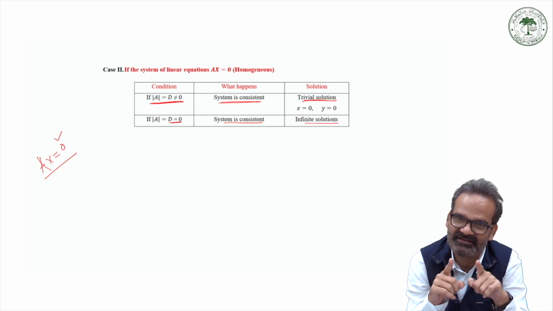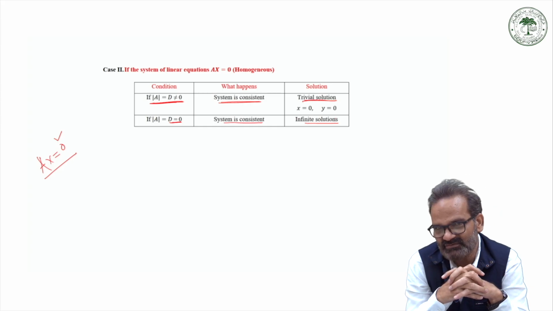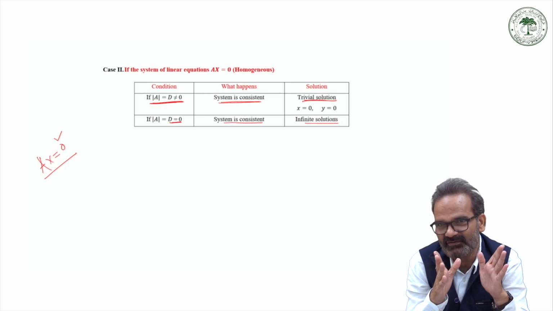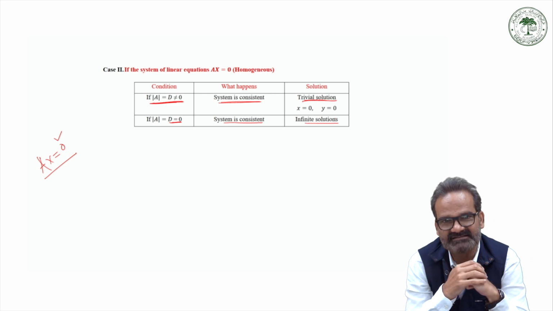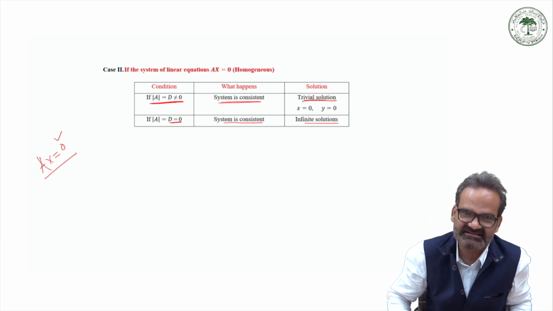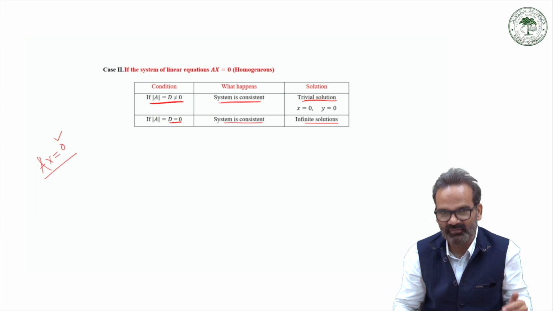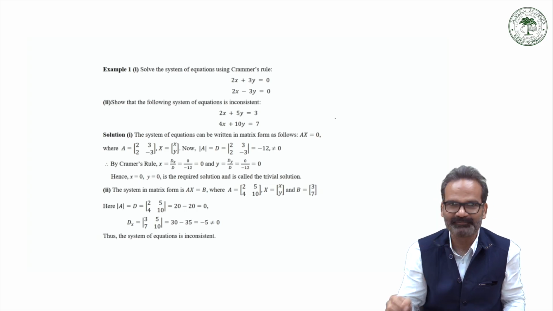Either it will have a trivial solution or it will have infinitely many solutions. But a non-homogeneous system of equations may be consistent as well as inconsistent, right? Now let us see how we can use these conditions to find the solutions of the various questions. Let us take example 1.